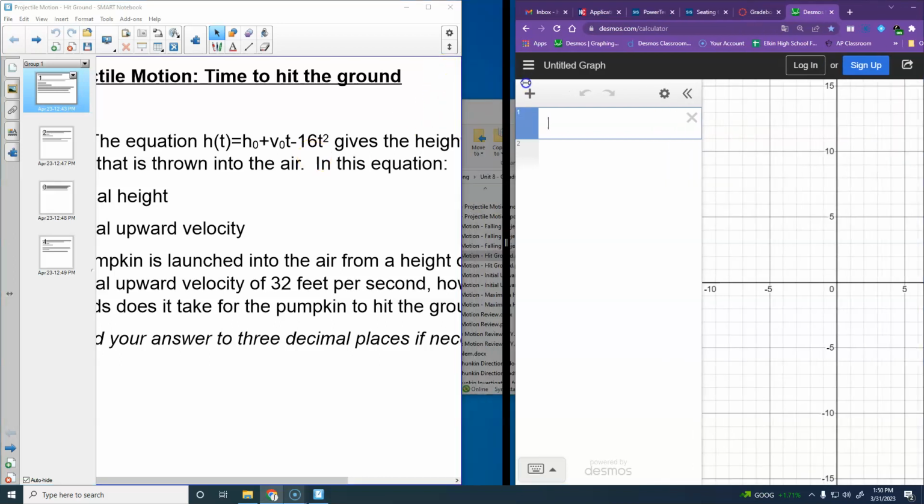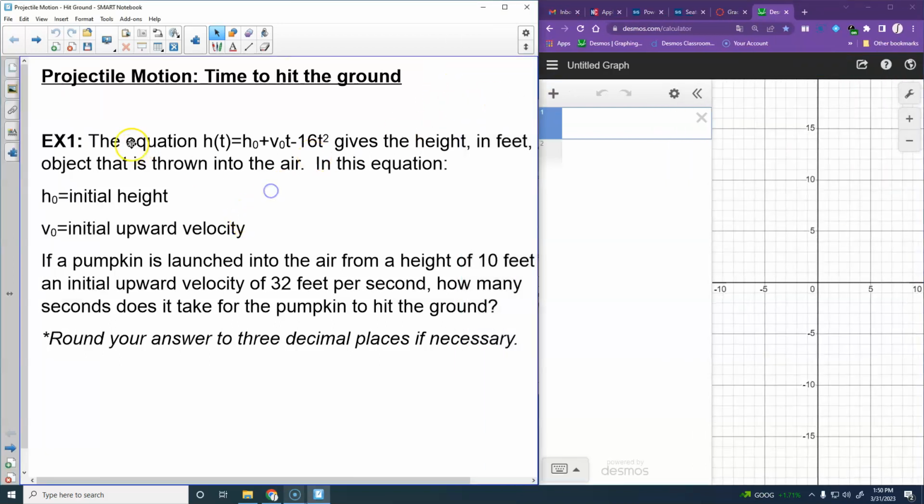Okay, so we've seen several of these now that give this information at the beginning. The equation h equals h sub 0 plus v sub 0 t minus 16t squared gives the height in feet that an object is thrown in the air. In this equation, h sub 0 equals initial height, v sub 0 equals initial upward velocity.